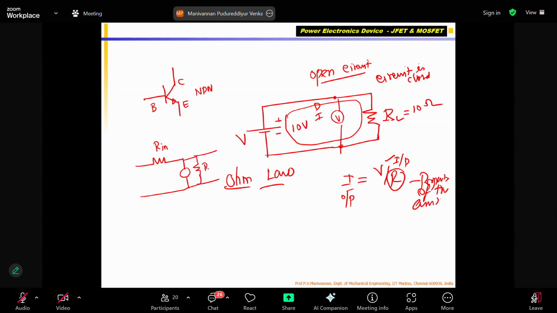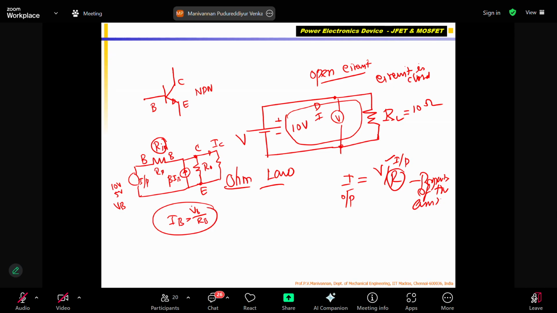This is R in, this is R naught, this is the current source, beta times IB. Here I give my input voltage, and here I connect my load. This is my collector terminal, this is my emitter terminal, this is my base terminal. Now I give input 10 volts or 5 volts. This is called VB. What is IB? IB equals VB divided by RB.